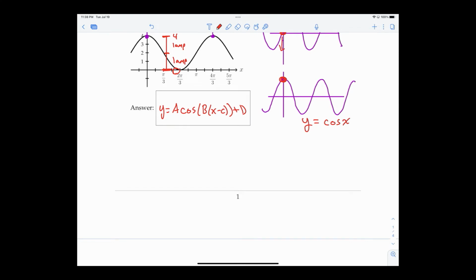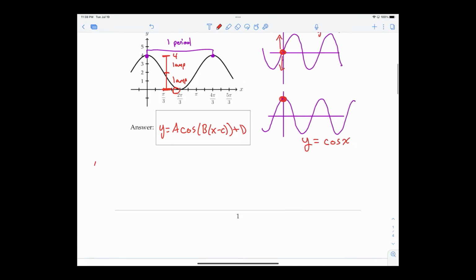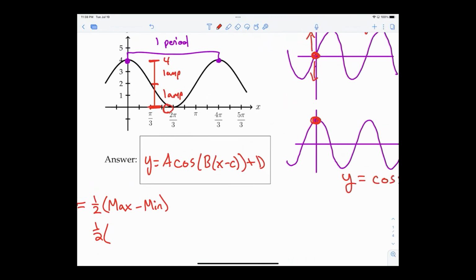So the amplitude here, by definition, is equal to 1/2 of the maximum y value you see on your graph minus the minimum y value. So what that's going to be is 1/2. The maximum y value is 4. The minimum y value is 0, right down here. And so we have 1/2 of 4 minus 0, which is 1/2 of 4, which is 2. So the amplitude here is 2.